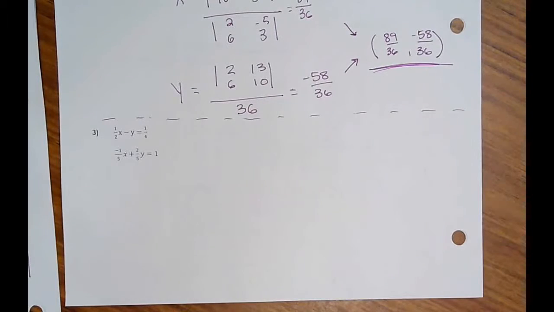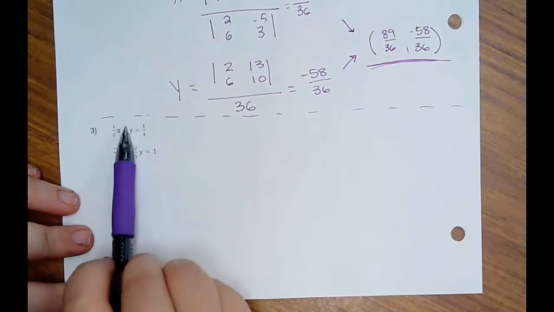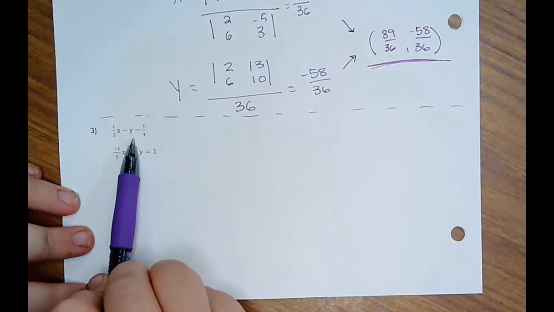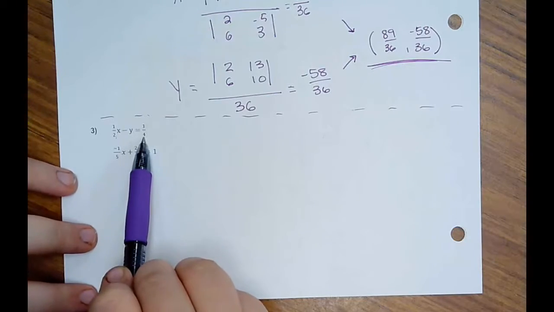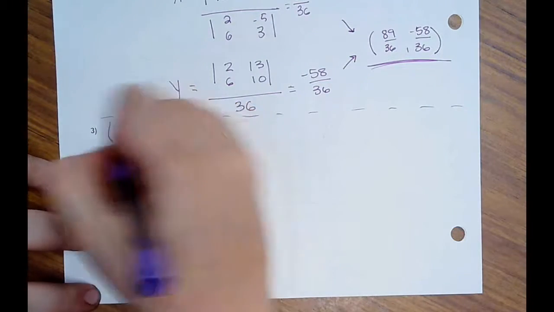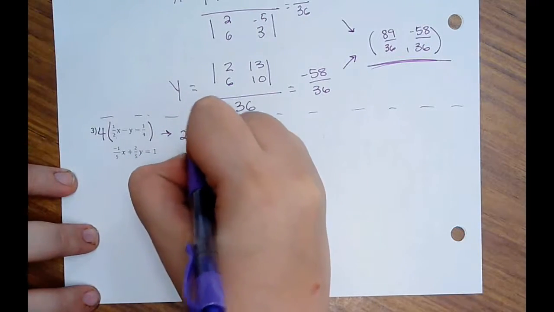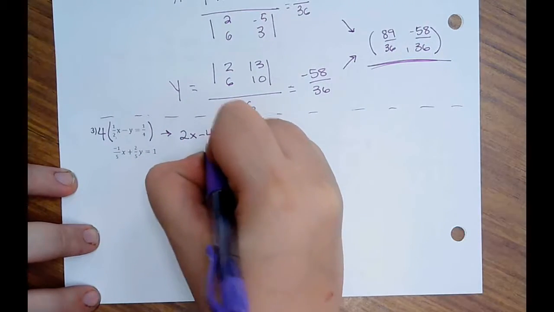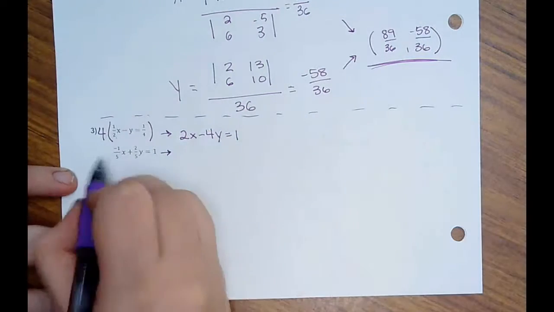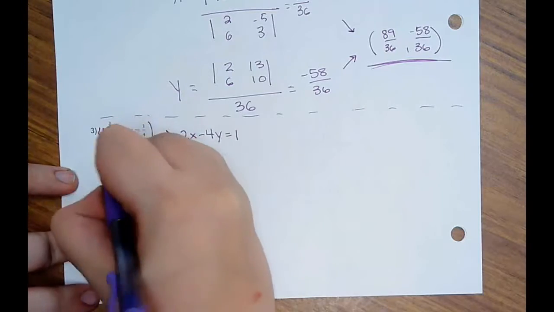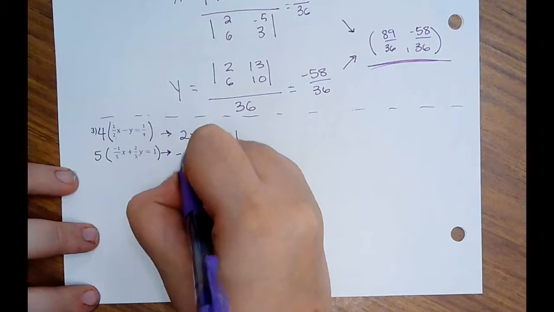So, in order to put this in standard form, I got to get rid of those fractions. My least common multiple here of 2 and 4 is that 4, so I multiply this entire thing by 4. This equation ends up giving me 2x minus 4y equals 1. This one, the least common multiple here between these two is 5. When I multiply that, I get negative x plus 2y equals 5.